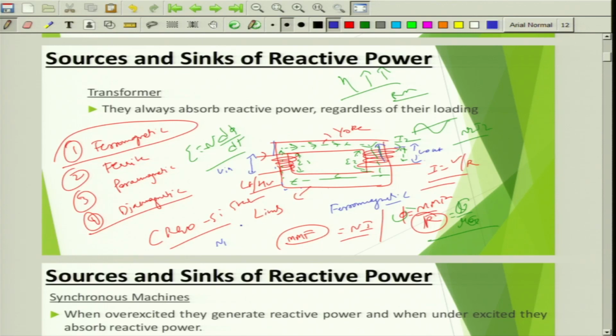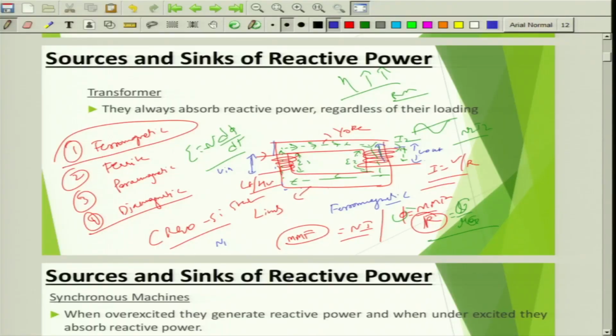Then what happens if there is a temporary reduction in the flux? E1 will also reduce, because E1 depends upon the main flux. If E1 reduces but the voltage source is fixed, there is an additional current which is pulled because there is now a voltage difference, V1 minus V1 dash. Then again a net MMF increases at the primary side. That additional current is known as I1 dash.